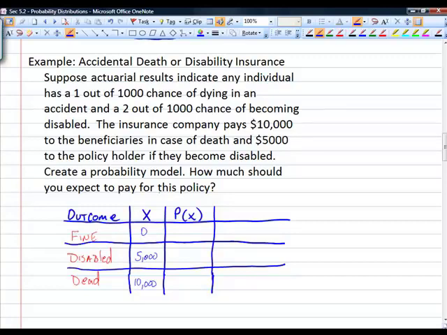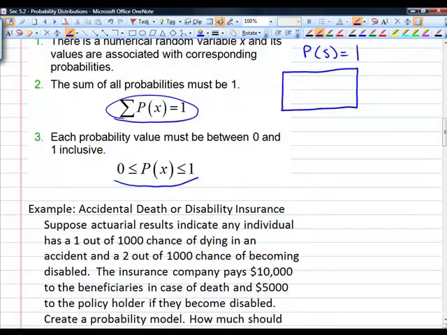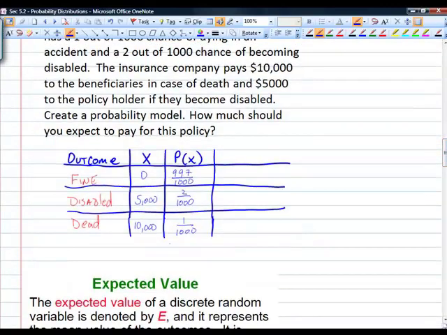You don't have to include this column for the outcome, but I think it kind of helps you see what numbers to put where. We're told that there's a 1 out of 1,000 chance of dying in an accident. So the probability of dying is 1 out of 1,000. The probability of being disabled is 2 out of 1,000. What's the probability that nothing happens to you at all? 997 out of 1,000. Remember, all of the probabilities for the model have to add up to 1. That came from up here. The sum of all the probabilities has to be 1. So if we add up all of the possible probabilities here, we've taken everything into consideration. So this is our probability model.